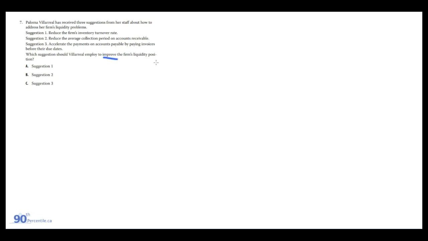So we want to improve the liquidity position. So we want to have more cash on hand, more cash and working capital. For suggestion one, inventory turnover rate, we want to reduce it. Well, what's the inventory turnover rate? It's COGS over your average inventory.